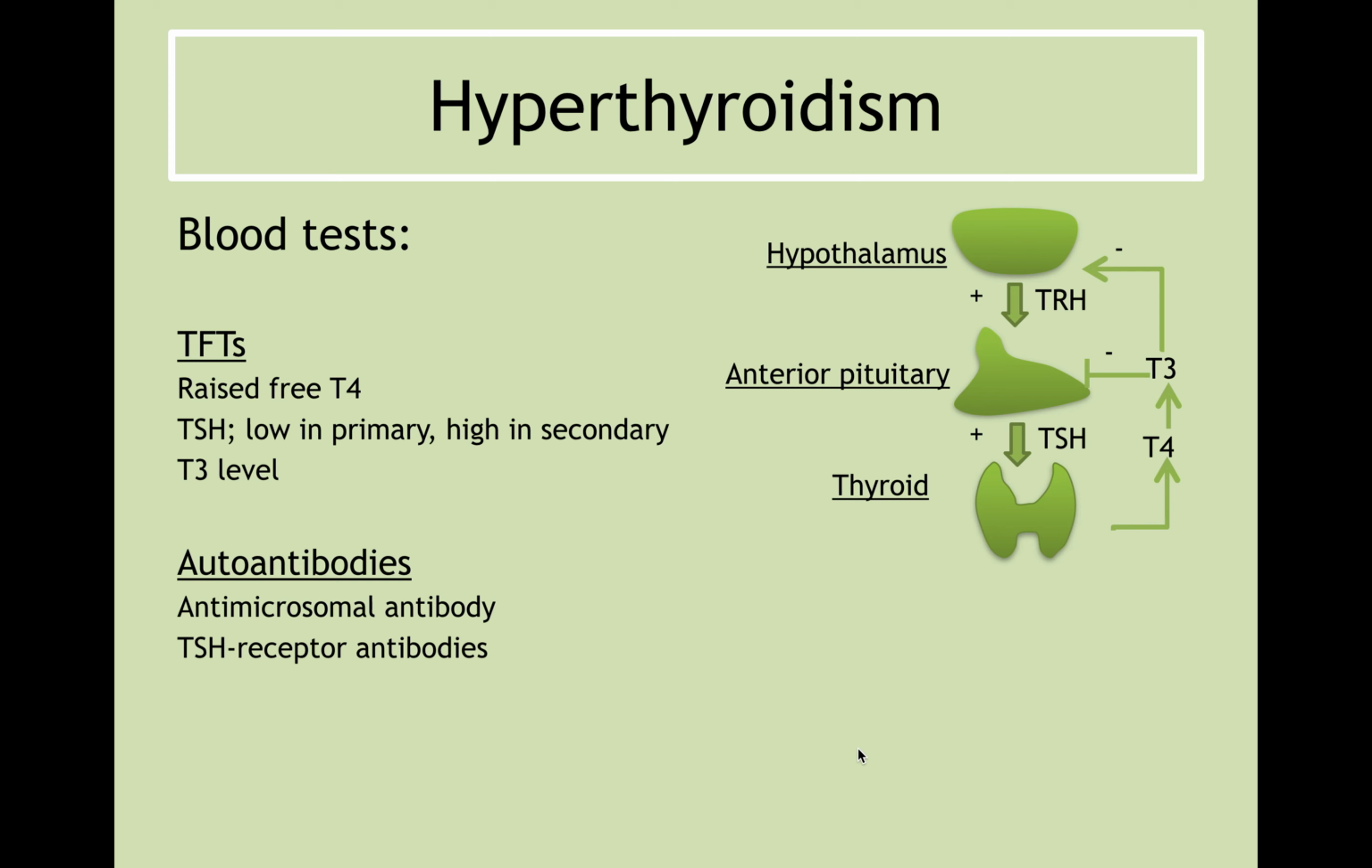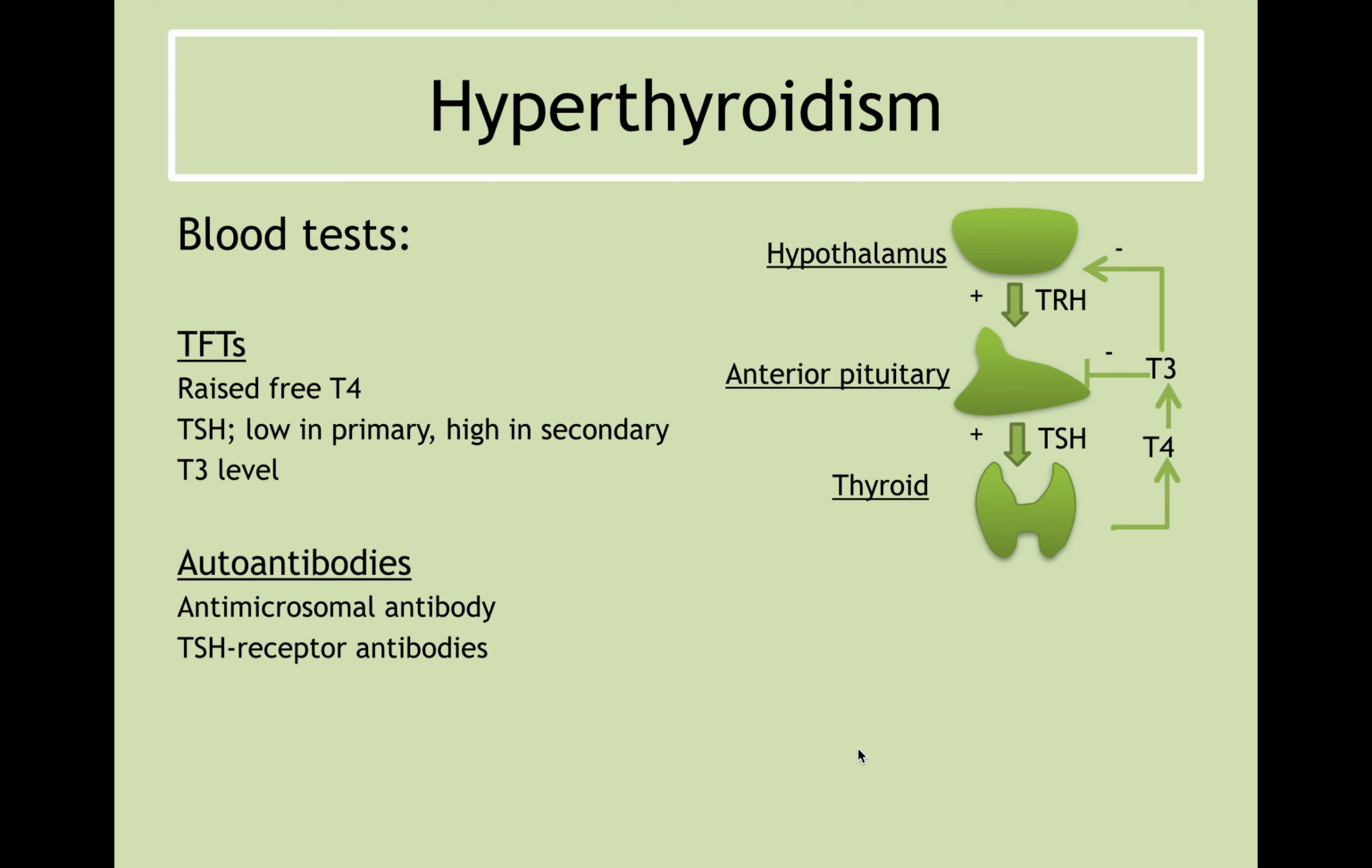You then look at the thyroid stimulating hormone. If it's a primary cause of hyperthyroidism, where the thyroid itself is producing too much thyroid hormone, the thyroid stimulating hormone levels will be low, because if you look in the diagram next to it, the T4 and T3 have a negative feedback on the anterior pituitary, so it will try and produce less TSH to stop the thyroid making so much T4 and T3, but it's the thyroid that has the issue.